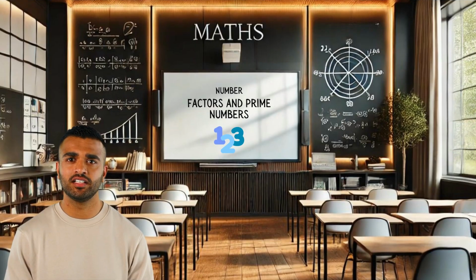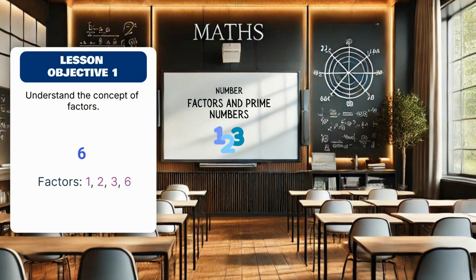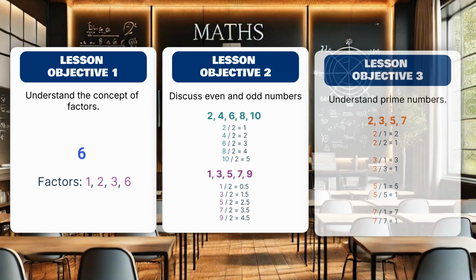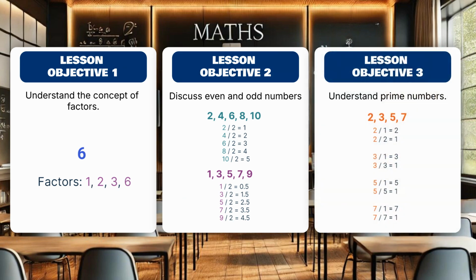In today's lesson, we explored the fundamental concepts of factors, even and odd numbers, and prime numbers. We defined a factor as any number that divides exactly into another number without leaving a remainder. We then discussed even numbers, which are divisible by 2 with no remainder, and odd numbers, which are not divisible by 2 without a remainder, highlighting examples of each. Next, we delved into prime numbers, which are unique because they can only be divided by 1 and themselves without leaving a remainder. We identified the first few prime numbers, such as 2, 3, 5, and 7, and alluded to their importance in number theory.